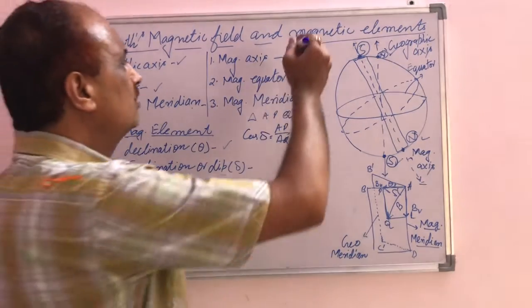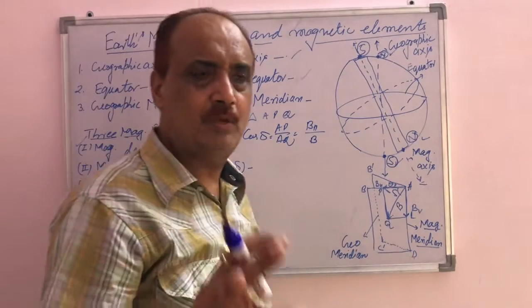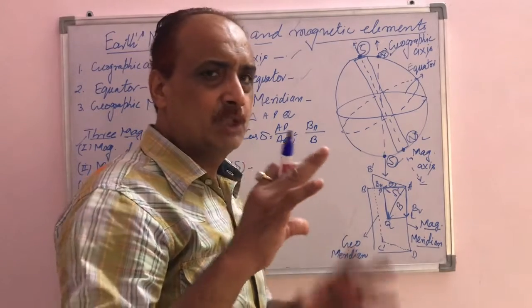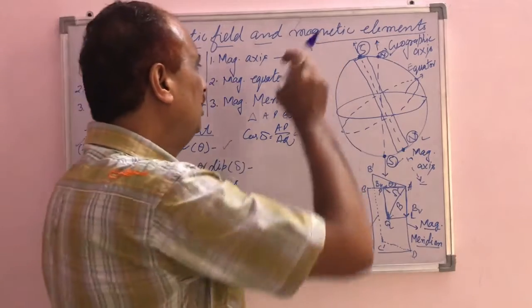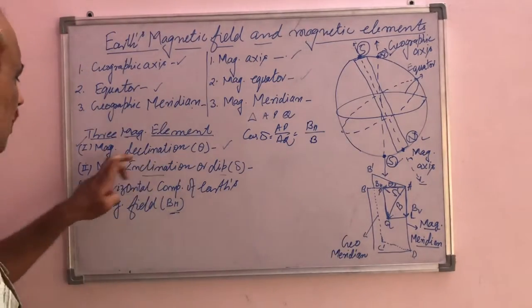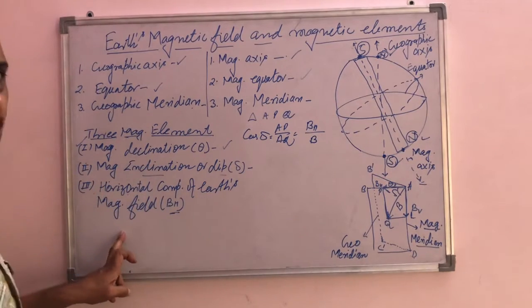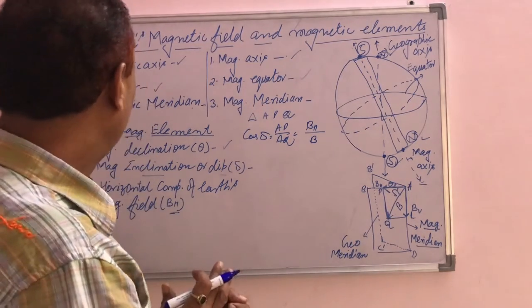Now there are three magnetic elements. First of all, what is a magnetic element? Magnetic elements are the physical quantities which can explain the total Earth's magnetic field completely. These three elements are: number 1, magnetic declination; number 2, magnetic inclination; number 3, horizontal component of the Earth's magnetic field.